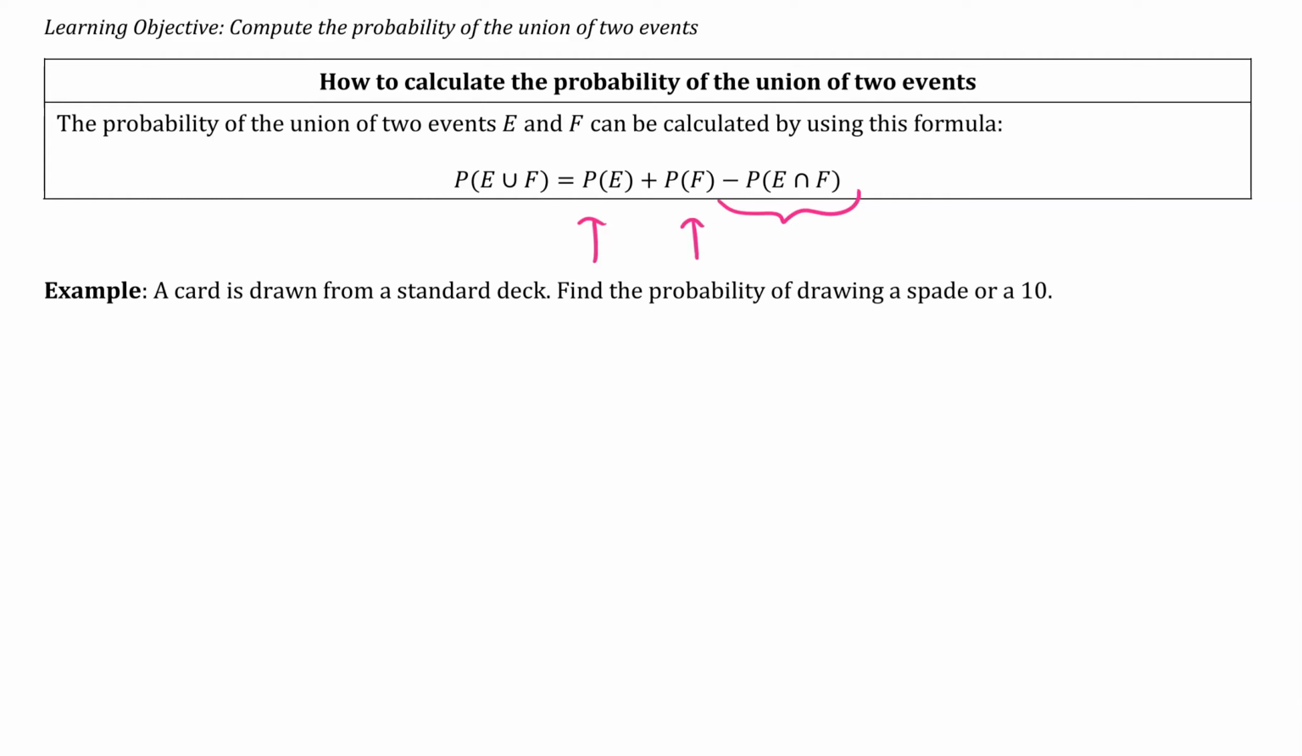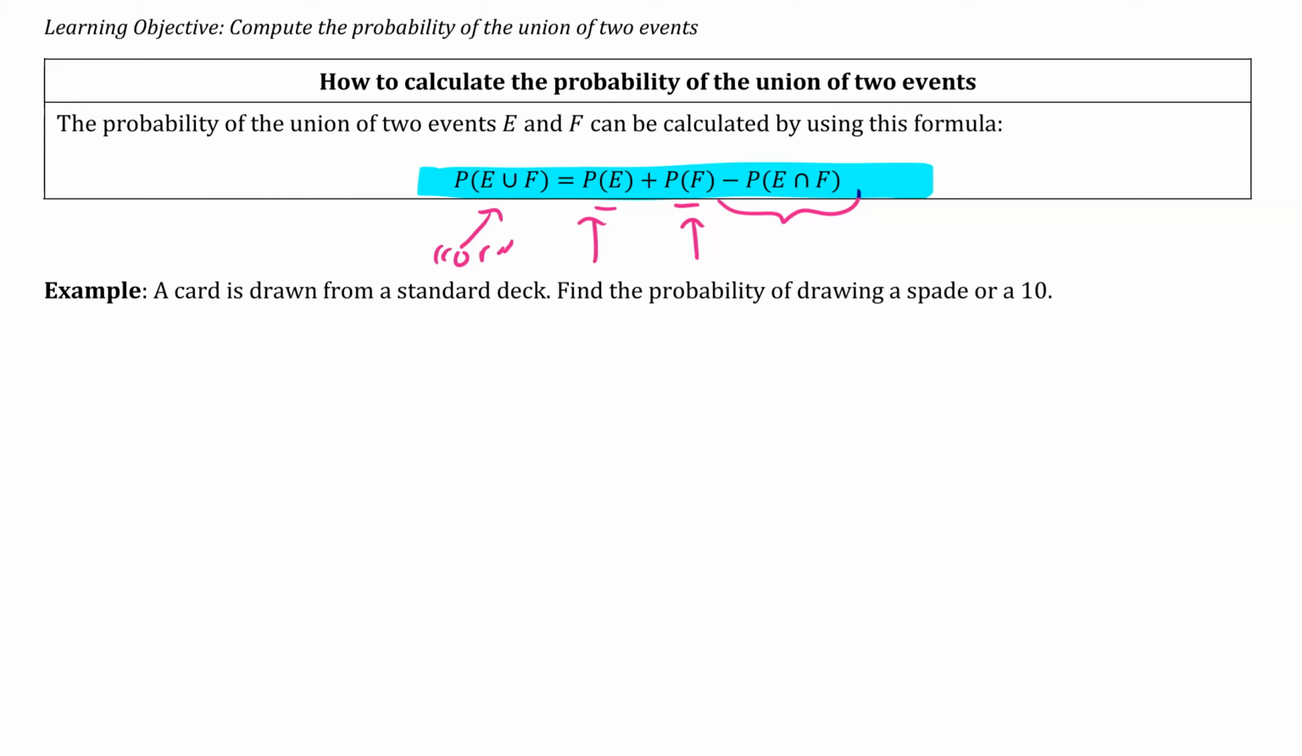And we do that because that intersection, where they both overlap, is included in both E and F, so it would be double counted if we don't subtract it. So here's the formula we're going to use anytime we're asked for an OR probability, which is a union. Let's try the first example.